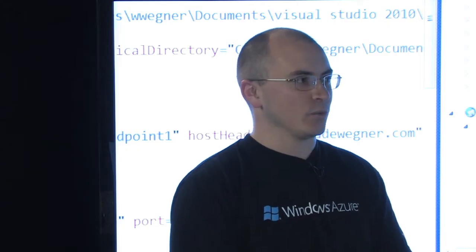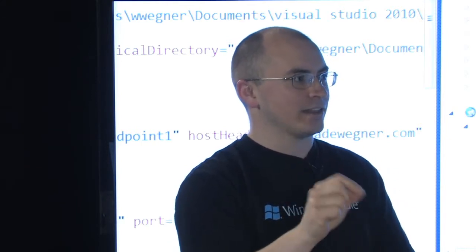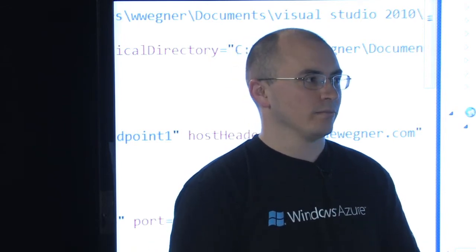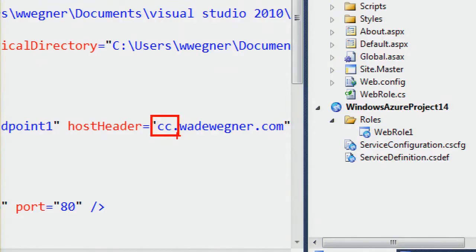So in this case, it was cloudcovershows.cloudapp.net. And so anytime I hit cc.wadewagner.com, it resolves to my application running up in Windows Azure, but it's going to have a host header name that IIS is going to see called cc.wadewagner.com.